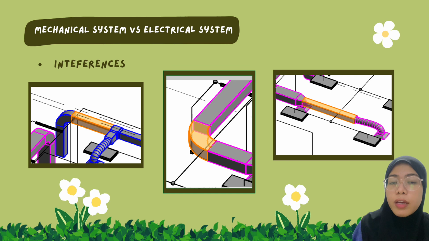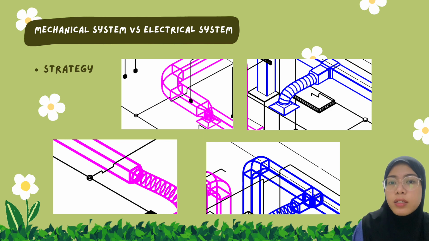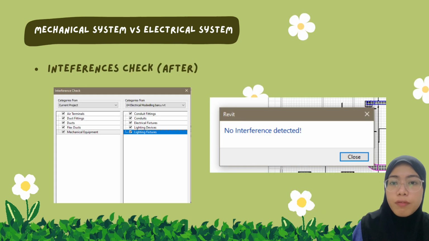As we can see from the diagram on the slide, ducting system and also conduit are intersect to each other. Here, these are the strategy on how to deal with this problem. It is to move the duct system M supply diffuser, or we can adjust the position of conduit that intersect with duct system. Finally, run interference check again and then refresh to update the report on interference. If the correction is made correctly, then it will show no interference detect between electrical system and also mechanical system.